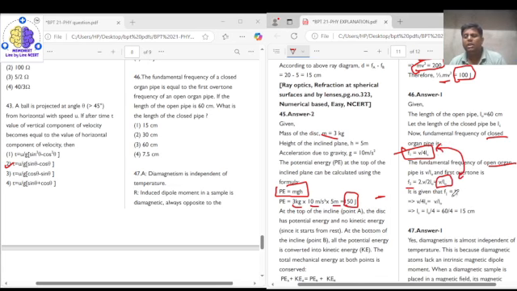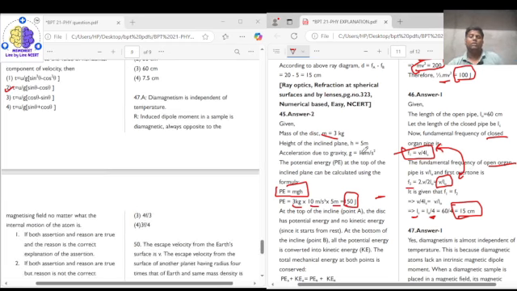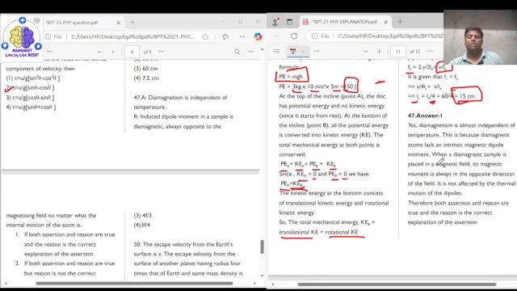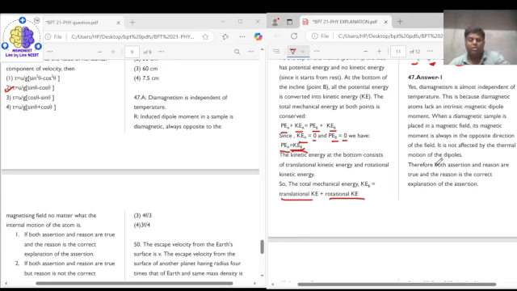So equating this, what we get is the length of the closed organ pipe should be 1 by 4 times the length of the open organ pipe. Now because open organ pipe is of length 60 centimeters, therefore the length of the closed organ pipe will be equal to 15 centimeter. Right? Again, it is all about remembering the formula for a closed organ pipe frequency and for an open organ pipe frequency.